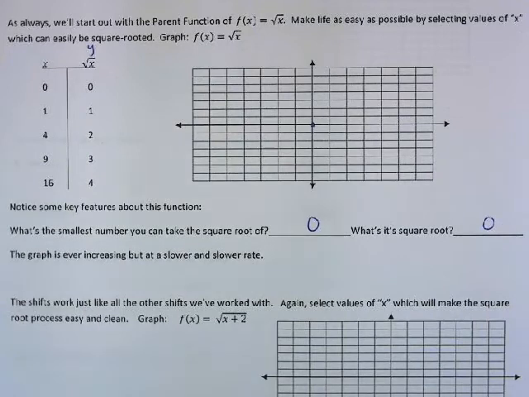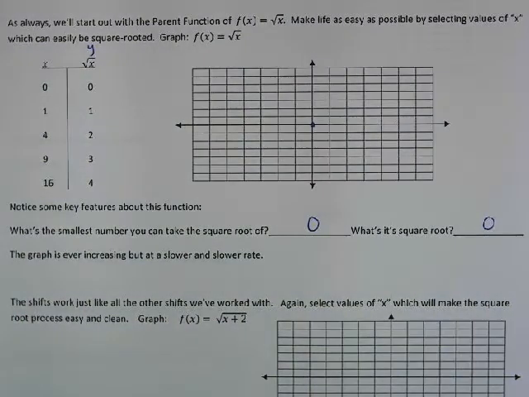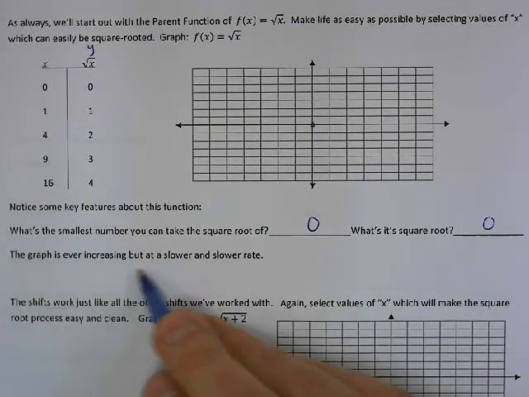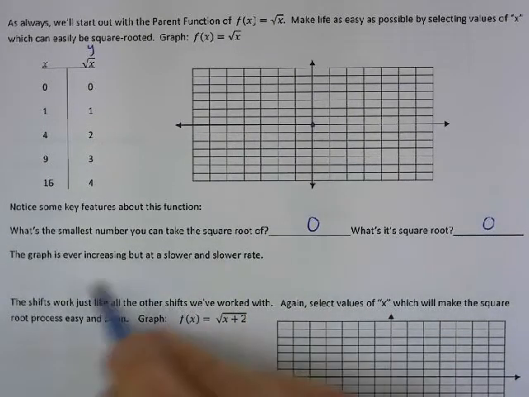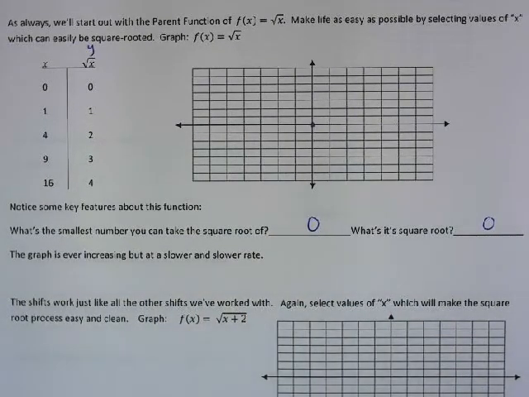Okay, we can plot that point there. And then, like it says, the graph is ever increasing, but at a slower and slower rate. So what does that mean? Well, basically, it's ever increasing because was there a biggest number that we can take the square root of? No, as long as we can multiply a number by itself, we can take the square root of that product.